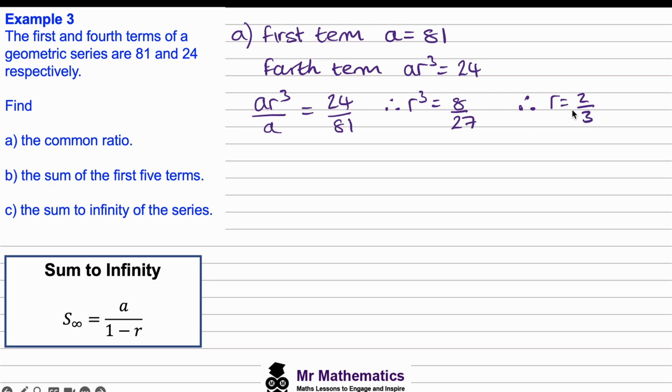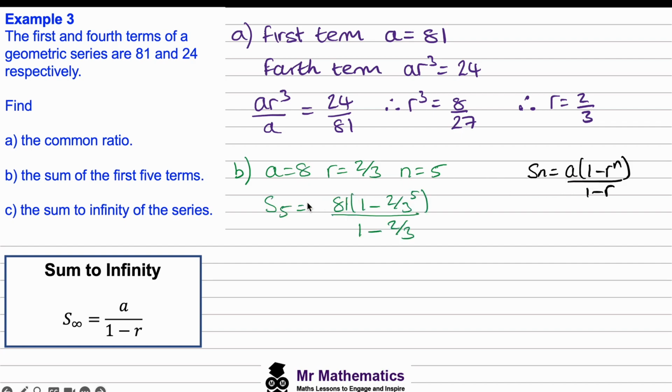So now we've got the common ratio, and in question B, we've been asked to work out the sum of the first 5 terms. So in this case, n equals 5. And because we're looking at the sum of the first 5 terms, we're going to use this formula. So we'll substitute these values into here. We get the sum of the first 5 terms will be 81 multiplied by 1 minus the common ratio to the 5 over 1 minus 2/3. And we can work this out on our calculators, and we get 211. So the first 5 terms in this series will have a total of 211.